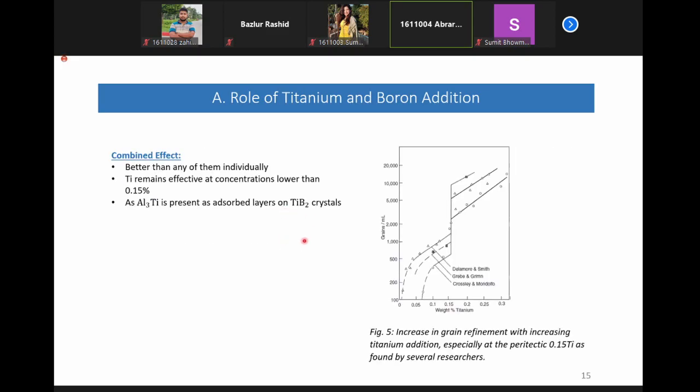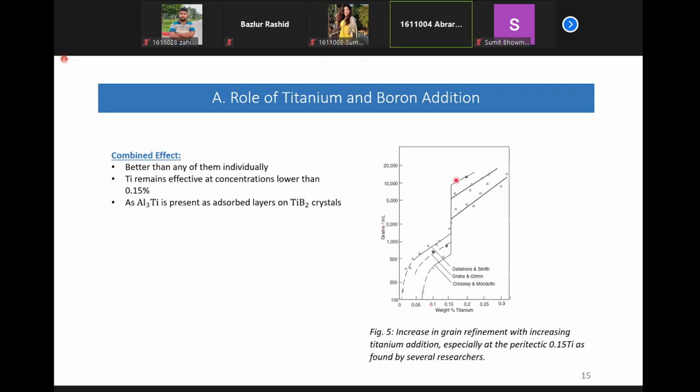Now the combined effect can be seen from this graph, where when you add both of them, firstly the titanium boride crystals grow, and then on top of them the titanium aluminide gets adsorbed, and this forms the stable nucleus upon which the aluminum grains can start to grow more frequently. The ratio of titanium at which this happens is at 0.15 weight percent, which is why you have this transition here. In this graph we see the number of grains per volume, which means at lower values you have larger grains, at higher values you have smaller grain sizes.